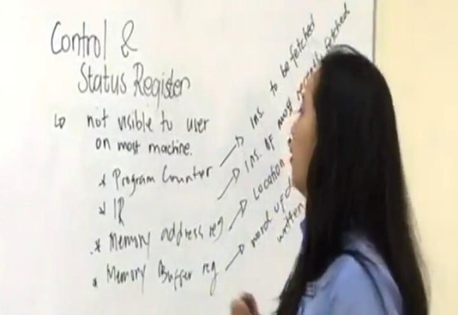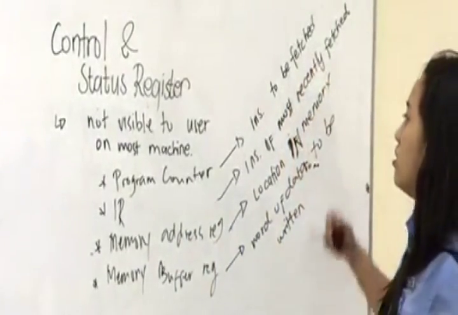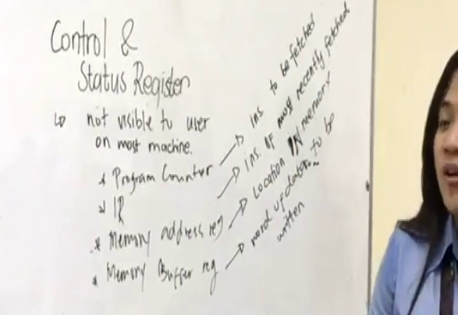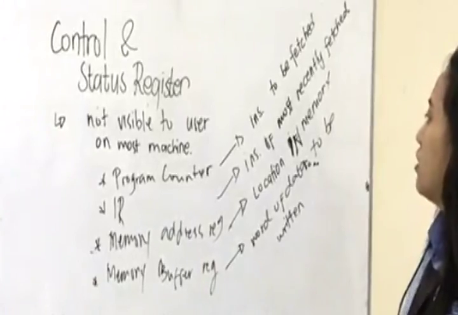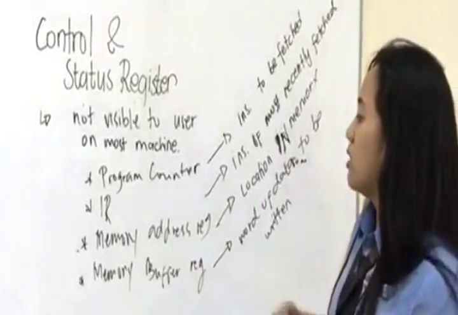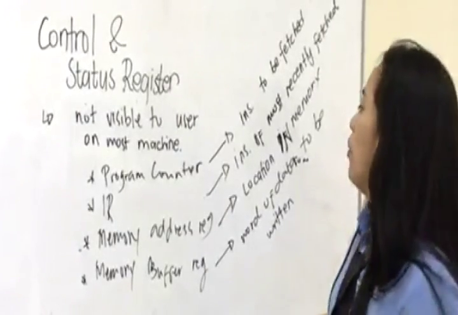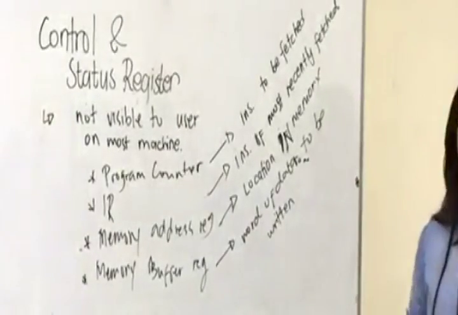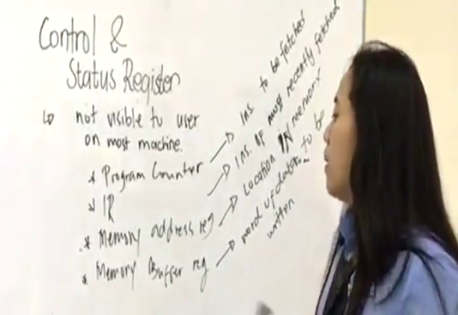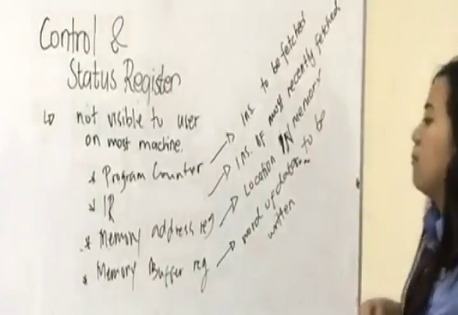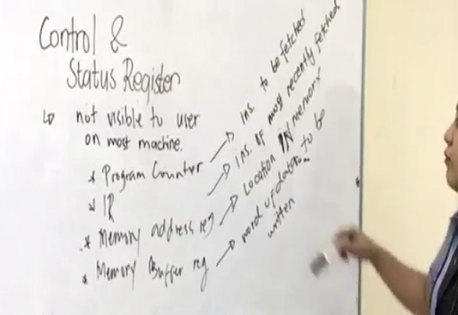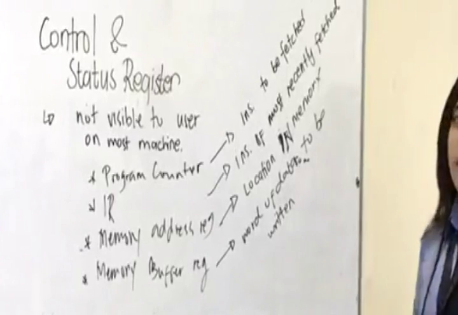The program counter contains the address of the instruction to be fetched. The next one is the instruction register, which contains the most recently fetched instruction. The next one is the memory address register, which contains the location in memory. And the last one is the memory buffer register. It contains the word of data to be written.